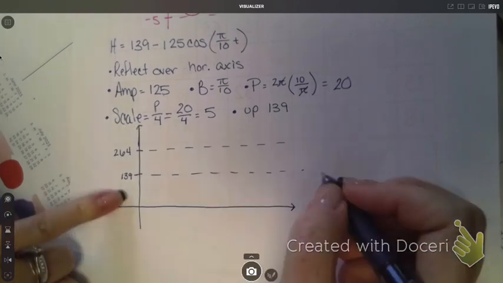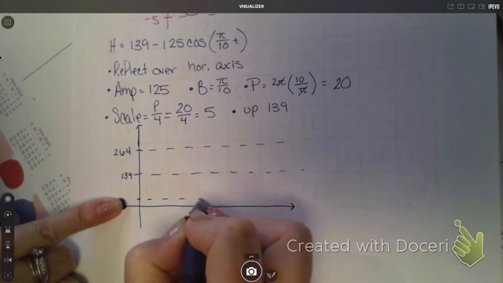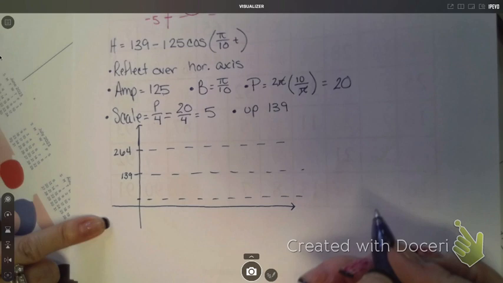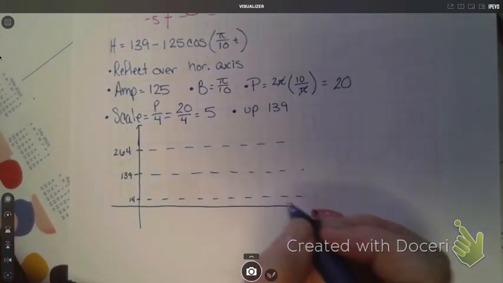So how do I get down here? 139 minus 125. And don't touch the x-axis, right? 14. So it's 14. With that scale, I should be even closer, shouldn't I?